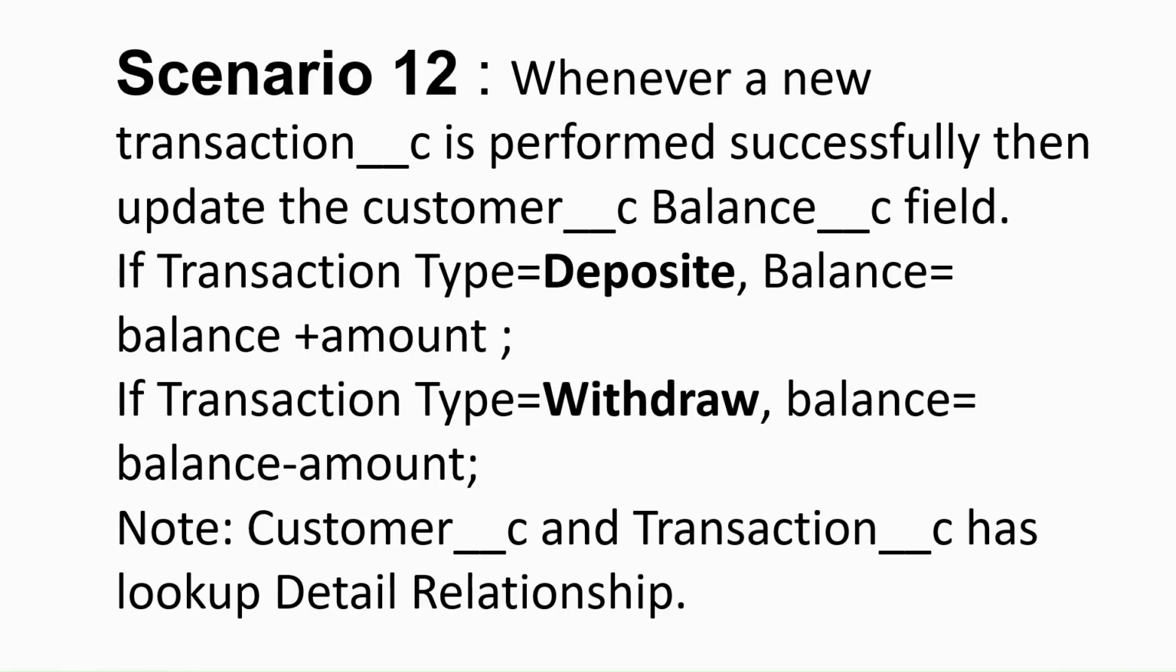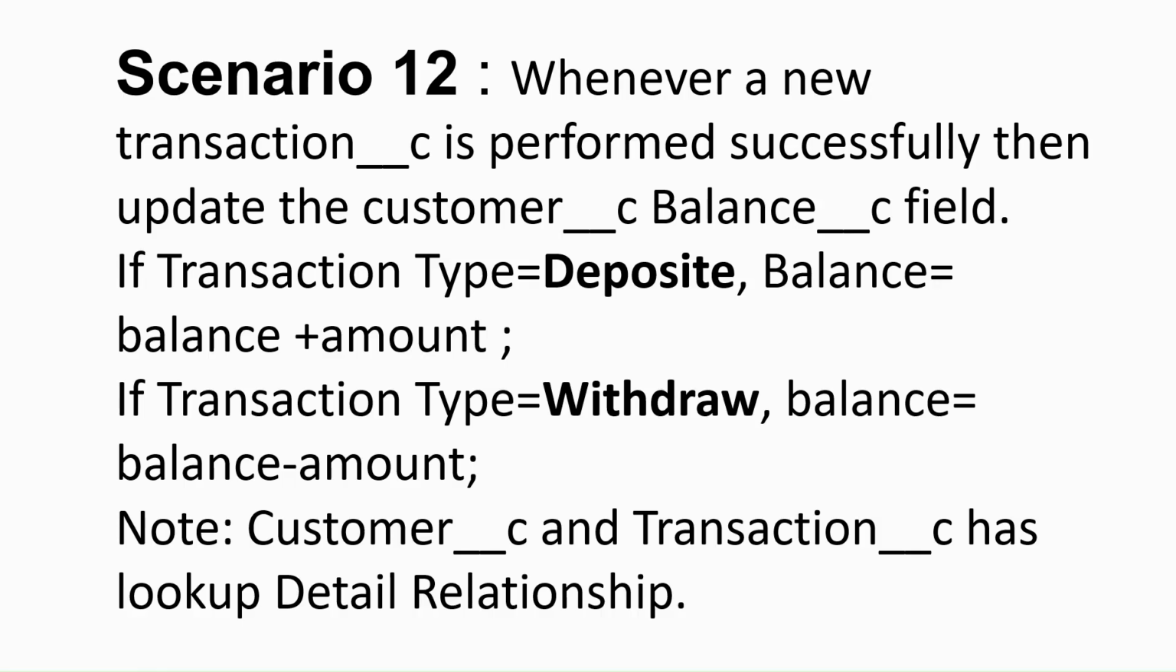The requirement is whenever a new transaction is performed successfully, then update the customer balance field. If the transaction type is deposit, then we have to add that amount into the balance, or if the transaction type is withdraw, then we have to minus that amount from the balance. We have one more note here, that is customer and transaction has a lookup relationship. I will explain what that means in this scenario.